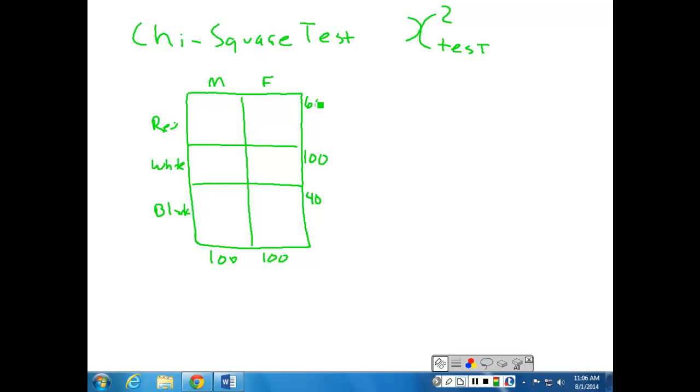If there were no relationship between gender and car color, how many males would you expect to be driving a red car? 30. If there's no relationship, whatever this proportion here, I happen to have a 50-50 split, 100 males and 100 females, so I would expect 30 and 30. There's an even split of males and females, so I would expect that if there's no relationship.